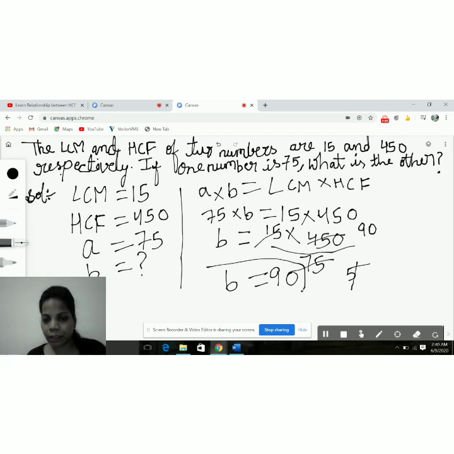Right? If we want to check, we can check by using this equation. We have the value of A and B and we have LCM and also HCF. So if we want to check, we can substitute the value of A and B in this equation and also LCM and HCF and we can check. So in this way, we can find the value of the other number when one number is given using this formula.